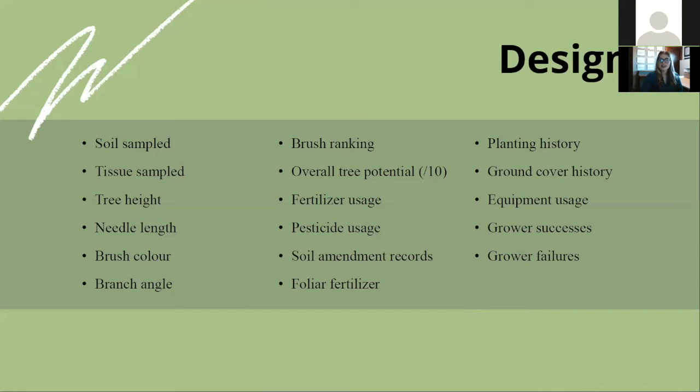We also collected a lot of data from the individual growers. So we collected data for the past 5 years on fertilizer use, pesticide use, any other soil amendment records, foliar fertilizer, if anybody had applied that, planting history, so how many trees were actually being planted on an annual basis, ground cover history, what weeds they were seeing, equipment usage, what they had access to, and we also asked individual growers to self-identify their successes and failures over the past 5 years. So it ended up being quite a bit of data, but it really helped us out when we tried to do recommendations this spring.